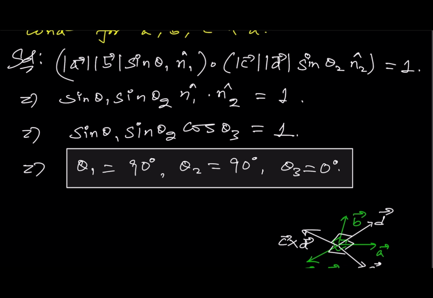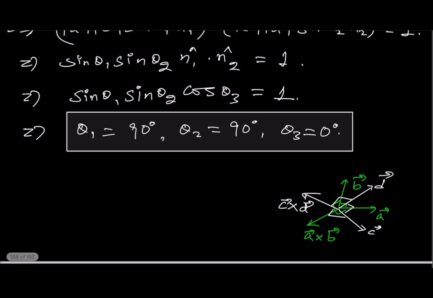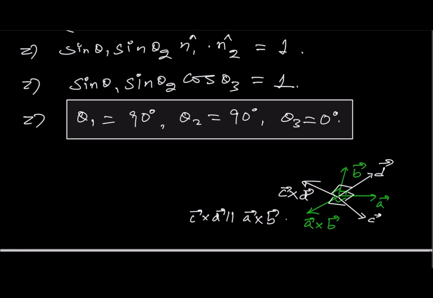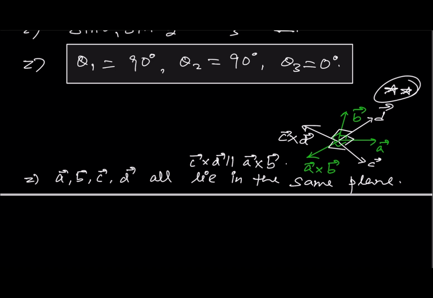It implies what? It implies that C cross D and A cross B are parallel vectors. C cross D and A cross B are parallel vectors. Okay, it implies that A vector, B vector, C vector and D vector all lie in the same plane. Okay, revise twice.